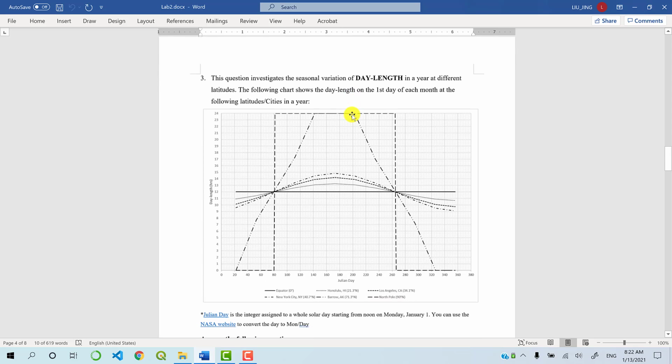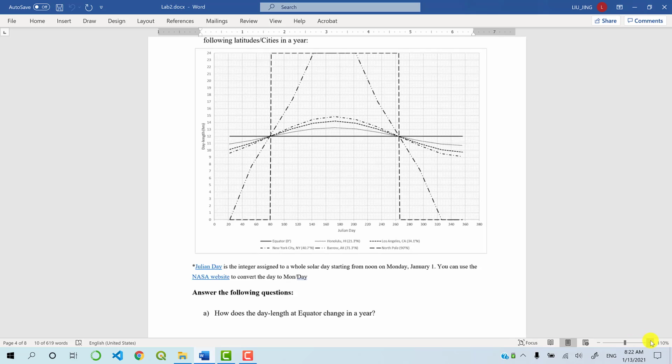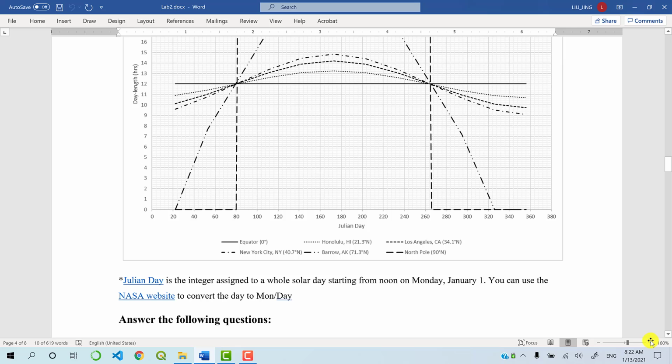So you can see different curves here represent different locations. You have the equator in this solid line. You can see it never changes, always 12 hours.